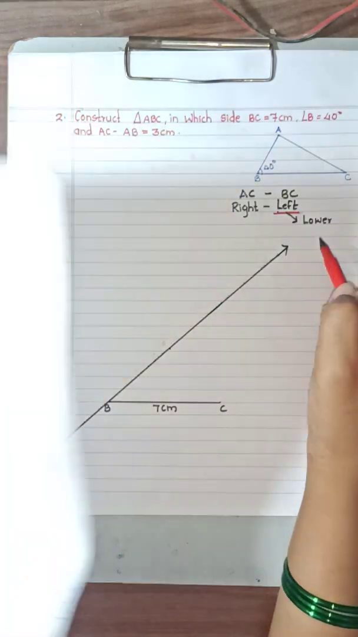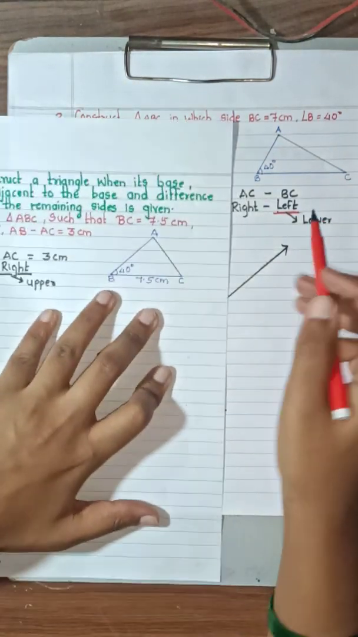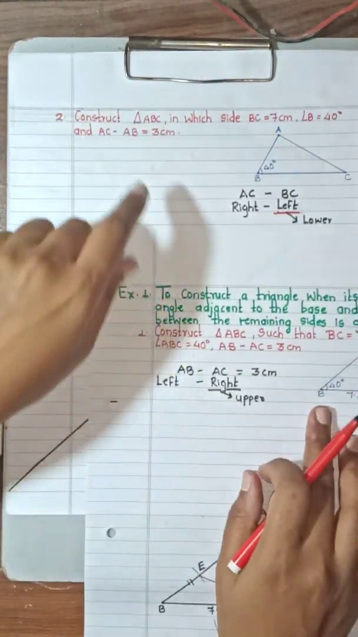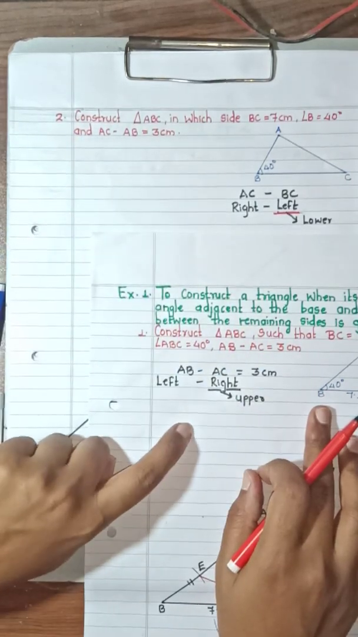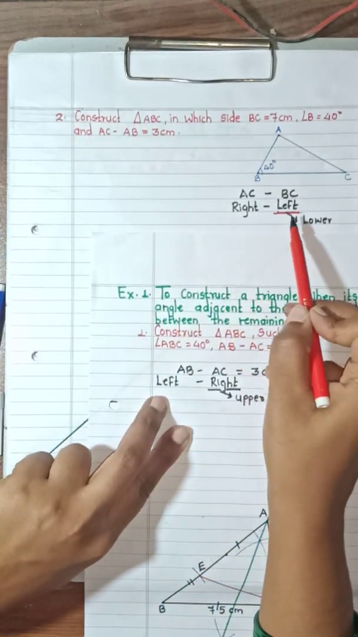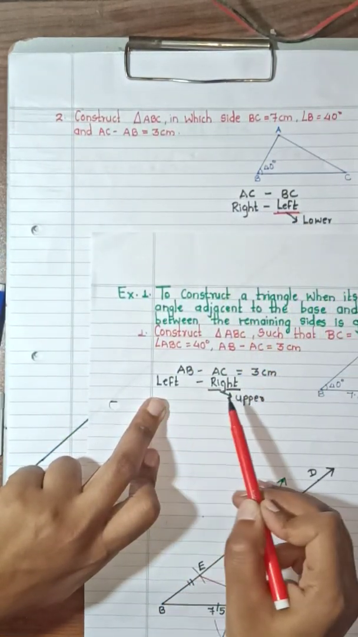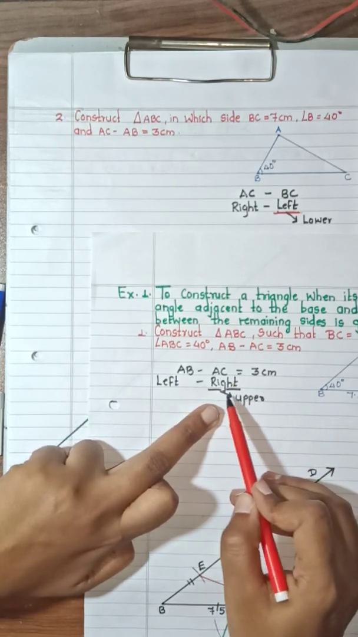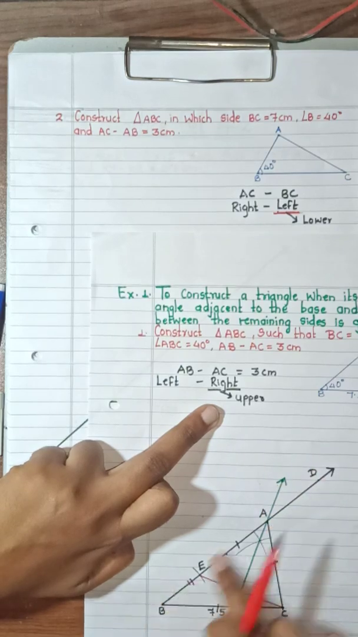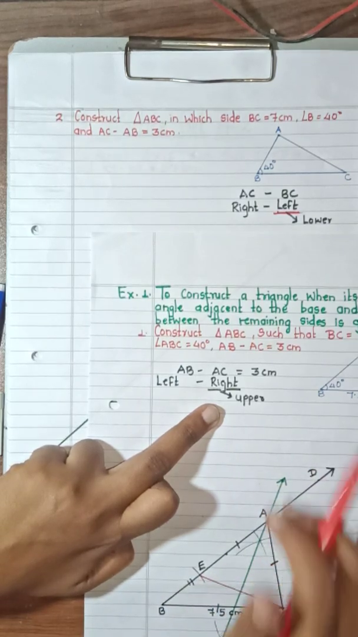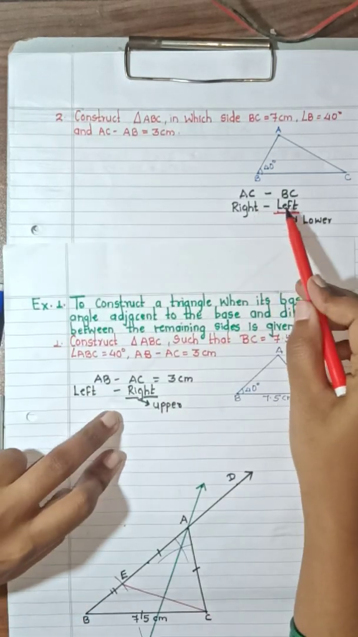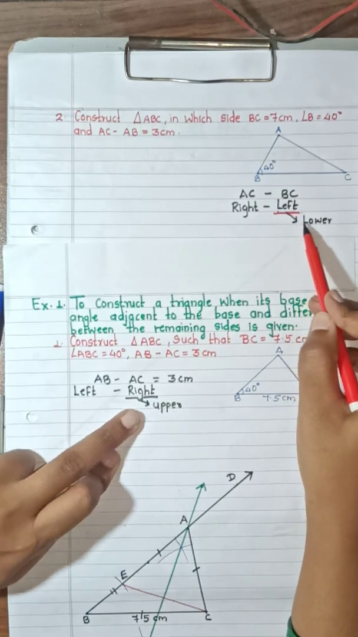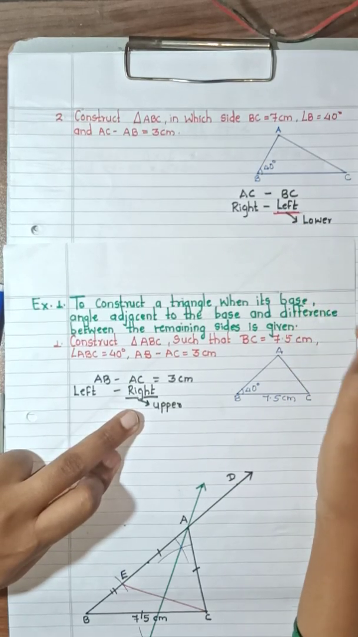Now I'll show you the previous example. See, if you compare these two, this is the second example and this was the first example. Here it is right minus left and here it is left minus right. So on the left hand side, what has come? Right has come. That means the diagram will be above the base. Now here left hand side has come. That means the diagram should be below the base.